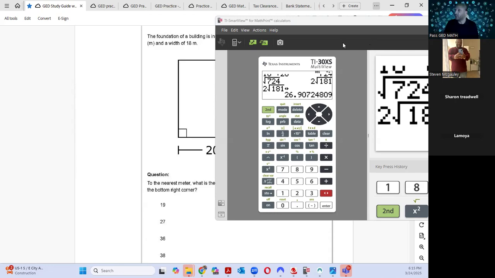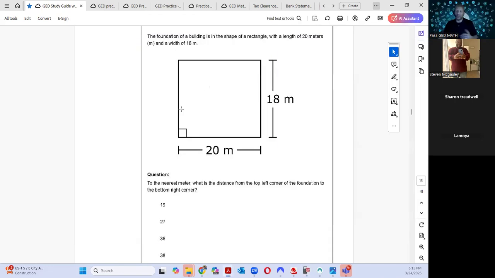What other concept do we want to work on tonight? So we talked about the Pythagorean theorem. How about you, Lamoya? What have you been working on that gave you some problems?